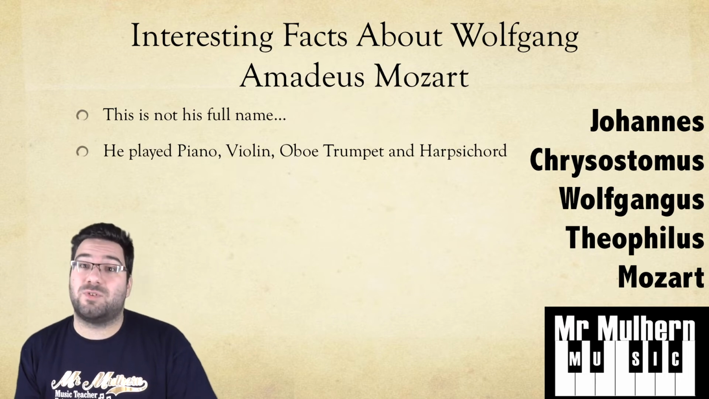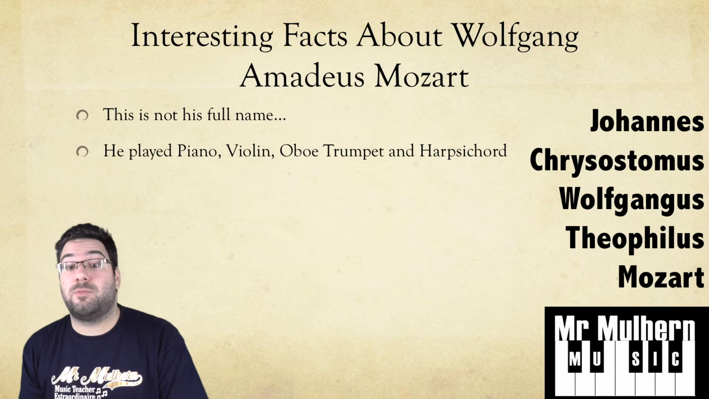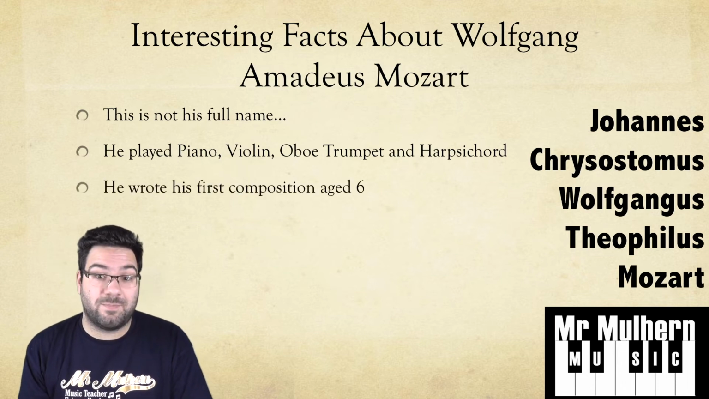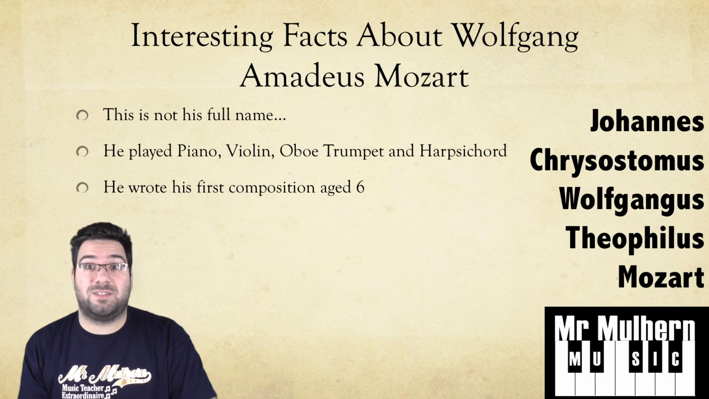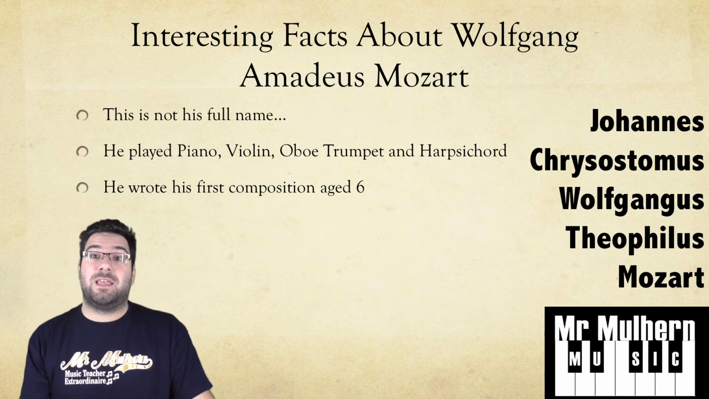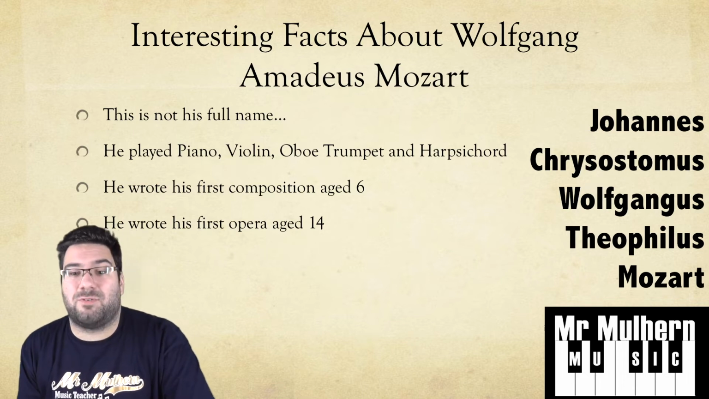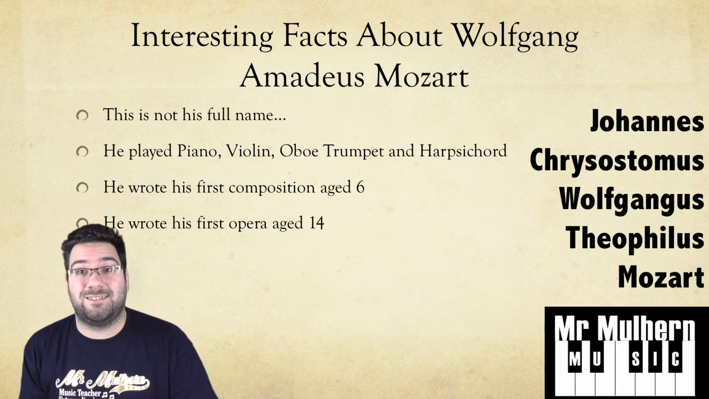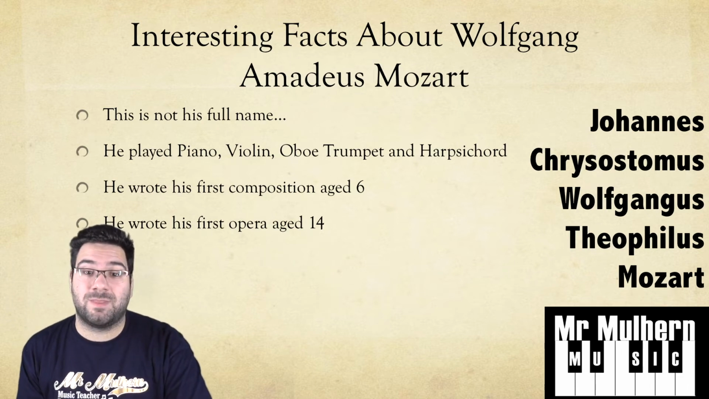And Mozart was a great musician. He played loads of instruments: piano, violin, oboe, trumpet and harpsichord. He started writing music very young. He was playing music even younger, but when he was 6 he wrote his first composition. He wrote his first opera when he was 14. That is a phenomenal musician.